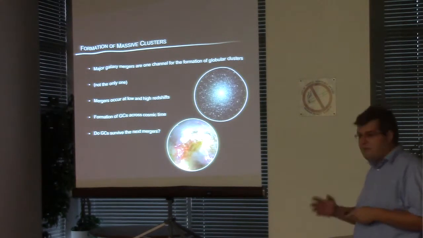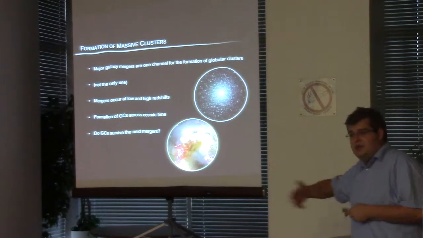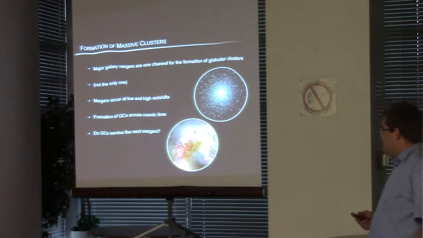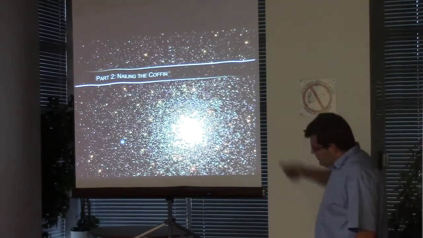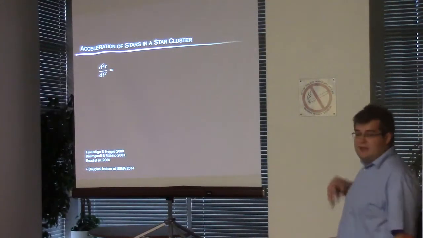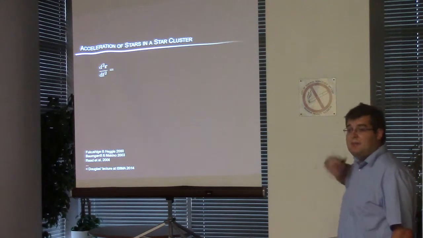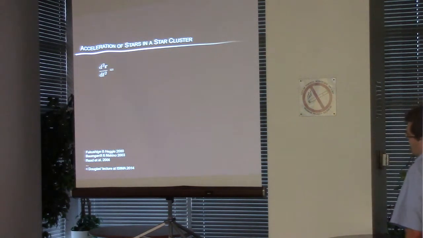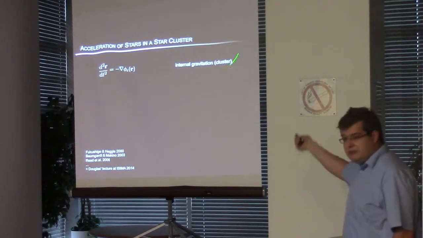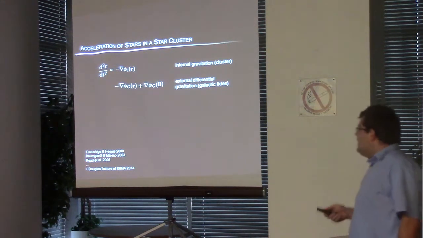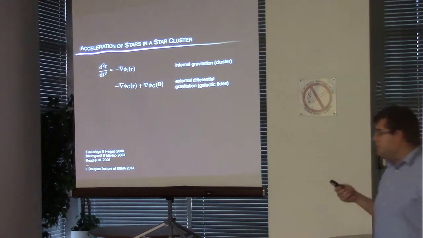Okay, so to summarize this first part, major galaxy mergers are one channel for the formation of the black cluster. This is obviously not the only one. Mark also mentioned formation in high-redshift galaxies. The nice thing is that mergers occur at low and high redshift, across cosmic time, so you have this effect in very different configurations, in very different types of galaxies. You can form a blue black cluster across cosmic time.